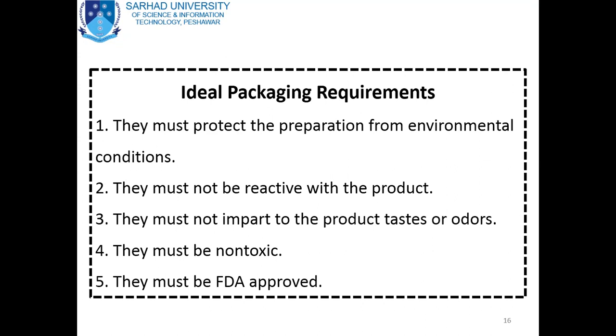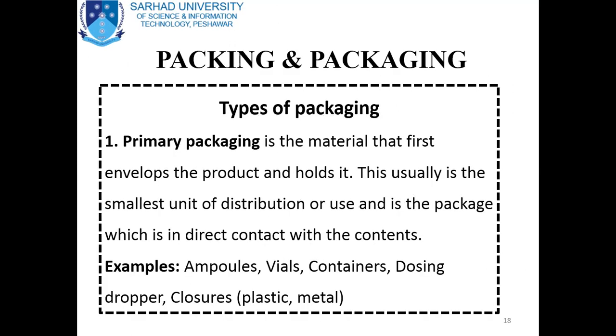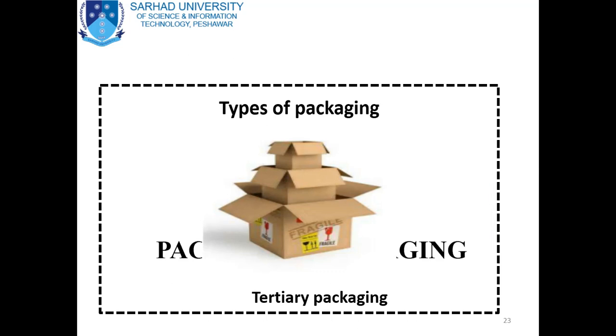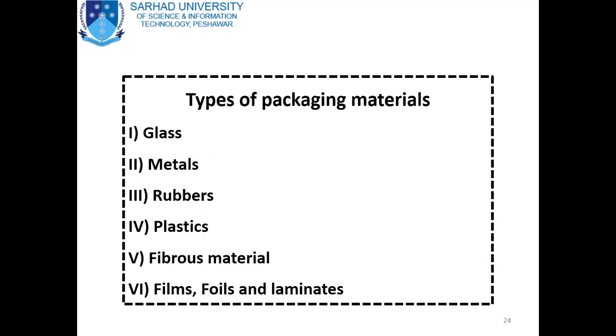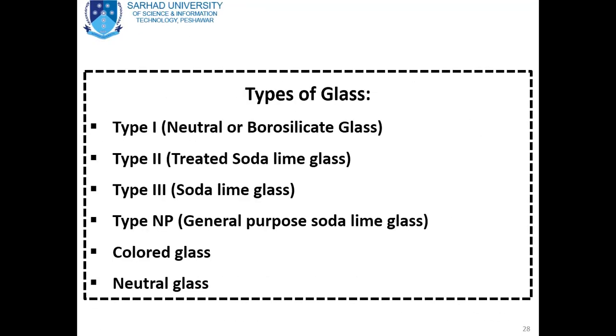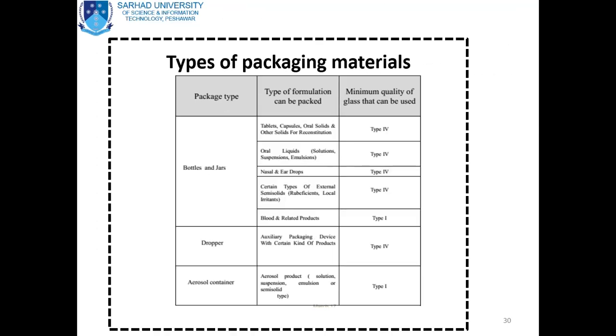After that, we have discussed ideal packaging requirements, that is, the ideal properties for a packaging that is claimed to be ideal. Different types of packaging: primary packaging, secondary packaging, as well as tertiary packaging. We have also discussed the types of packaging material: glass, metal, rubber, plastic, fibrous material, films, foils and laminates. We have discussed in detail the glass, advantages, disadvantages, types of glasses, and the package types, including vials, bottles and jars, and aerosol containers.